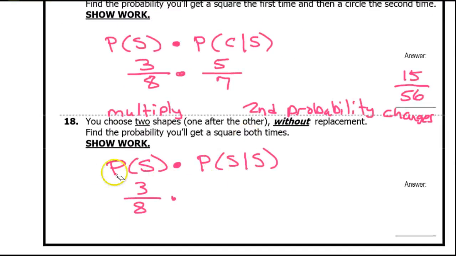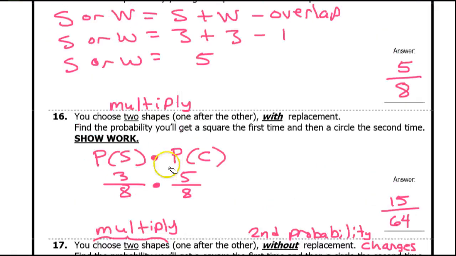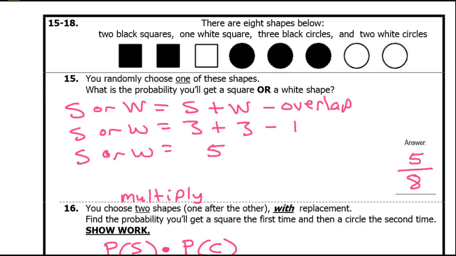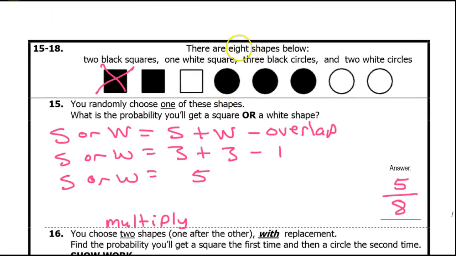Now we've picked a square, but we're not putting it back. So that's going to change the total number of shapes, which will now be 7. But be careful, because that also changes the total number of squares. We don't have 3 squares anymore because this first one is gone.